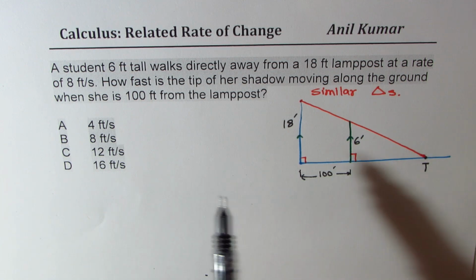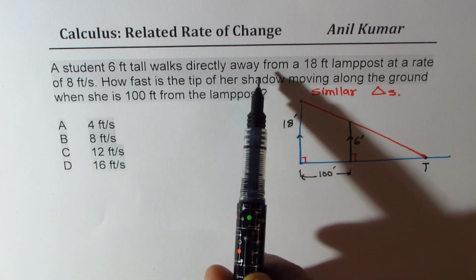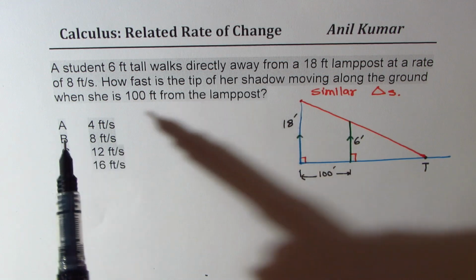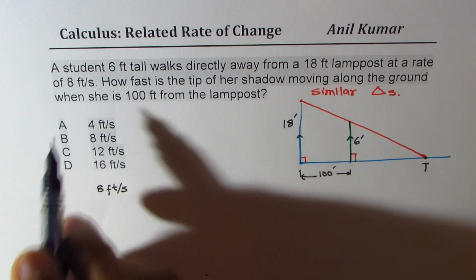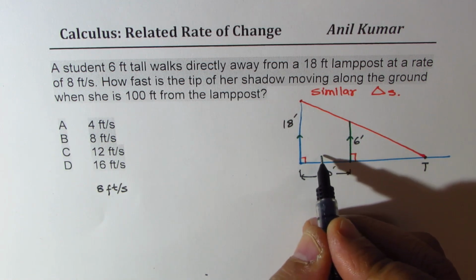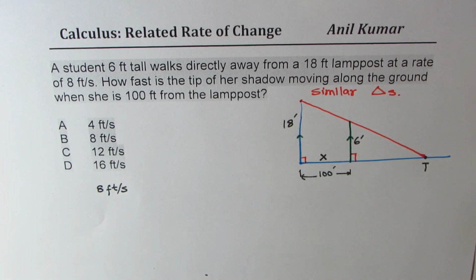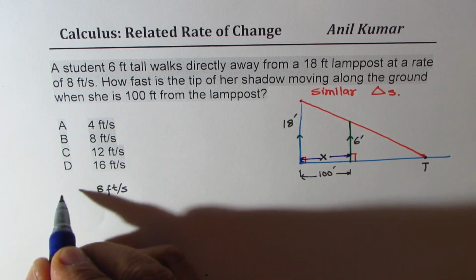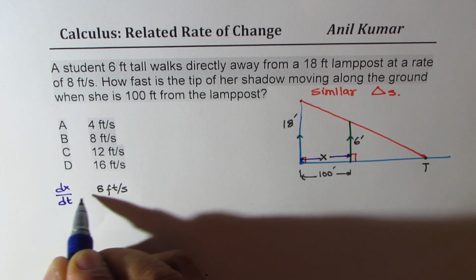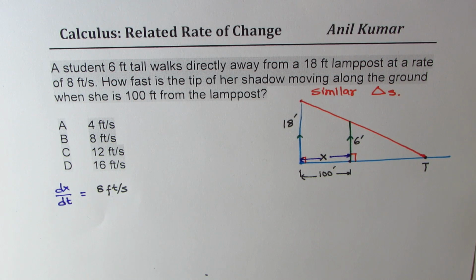Now we are given that the student, 6 feet tall, walks directly away from this lamppost at a rate of 8 feet per second. So what is this 8 feet per second given to us? This is distance. Let's call this distance x. So at any time, let us say that the student is x feet away. In that case, dx/dt is the change in position of the student from the wall. That is given to us as 8 feet per second, right?